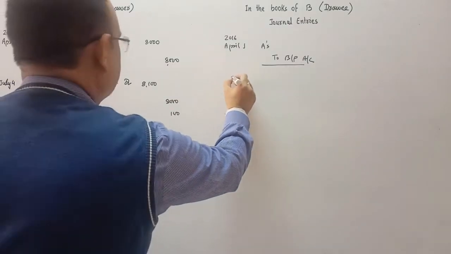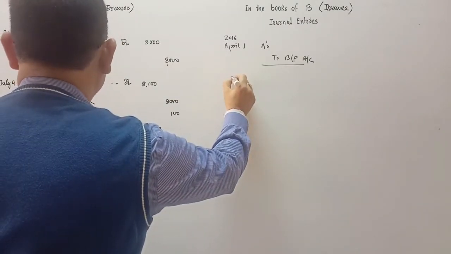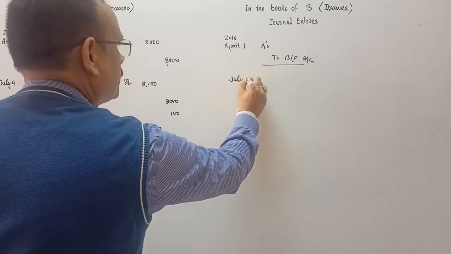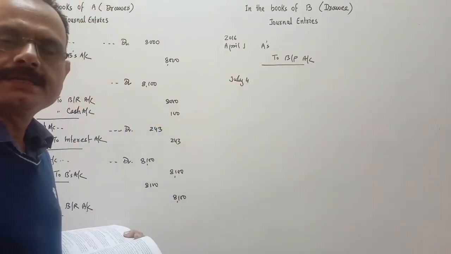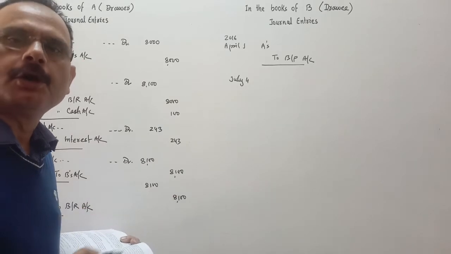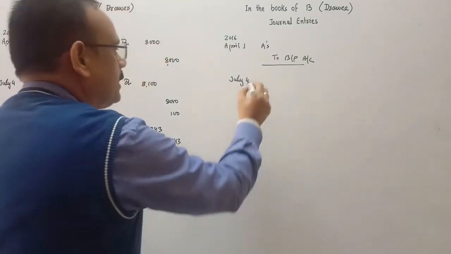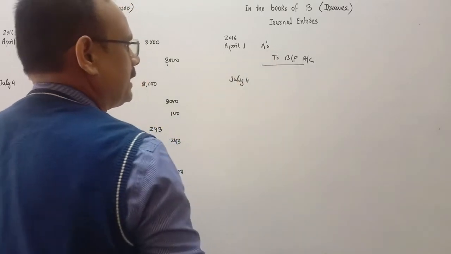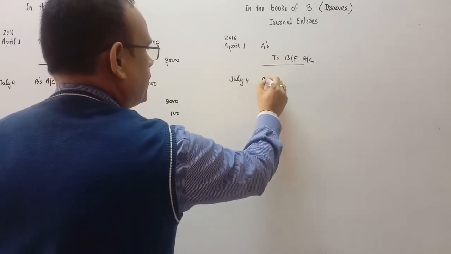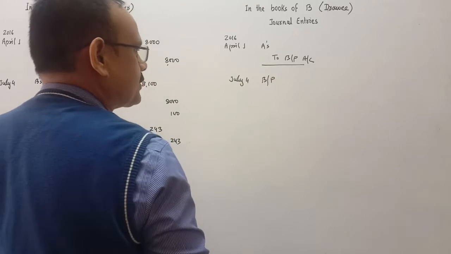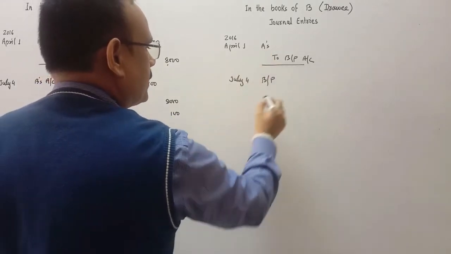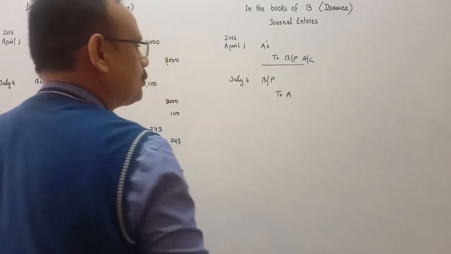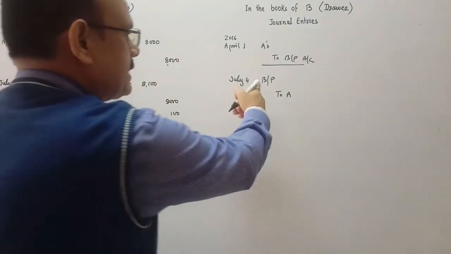Next on July 4th, on the due date, when he has refused to pay the amount or the bill is dishonored on the due date, he will do the cancellation entry. So bills payable, which is credited over here, will be debited for cancellation, and A, which is debited over here, will be cancelled and A account will be credited. This is the cancellation entry.